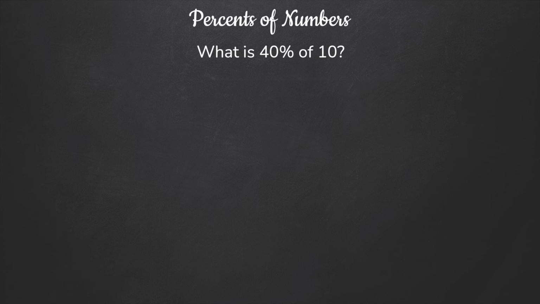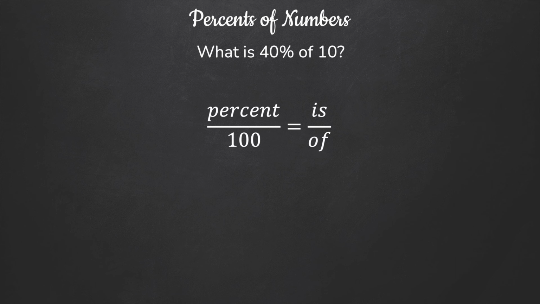So this first example says, what is 40% of 10? So we know that our percentage is 40, so we're going to replace where it says percent with 40. So here we have 40 out of 100 because percents are out of 100, and we have 40%, so that means we have 40 out of 100.